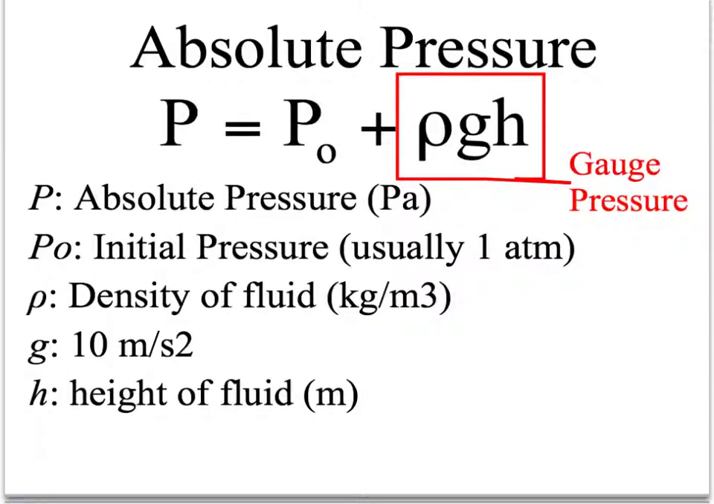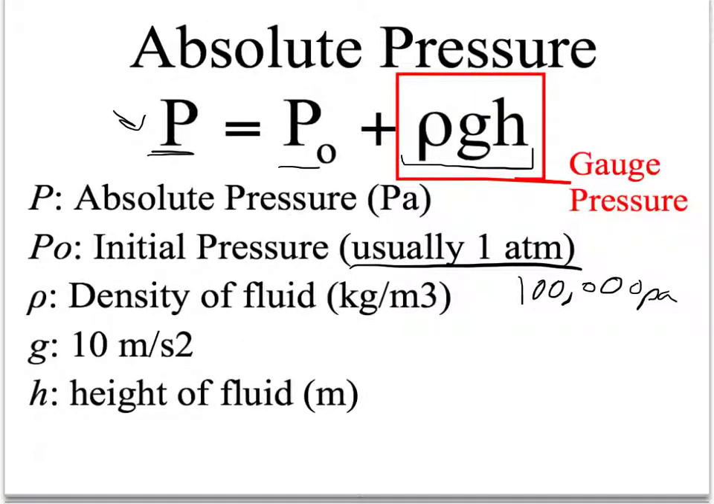We can measure a couple different types of pressure. Usually when we talk about measurement, we mean gauge pressure, which is rho g h, so density times gravity times height. However, you might also be asked to find the absolute pressure, P, which is initial pressure plus gauge pressure, rho g h. P naught is the initial pressure, and it's usually 1 atmosphere, or 100,000 pascals.